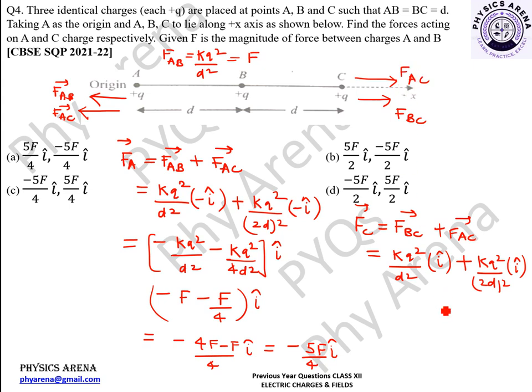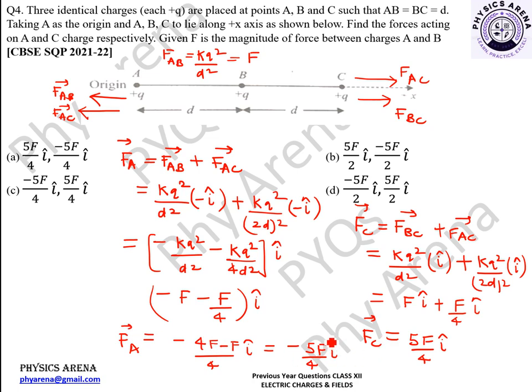So multiply it with i cap. And it is already given to us that kq square upon d square is f. So it will be f i cap plus f upon 4 i cap. And when I solve it out, it will be 5 f upon 4 i cap. So this is the force on the charge present at A, and this is the force on the charge present at C.